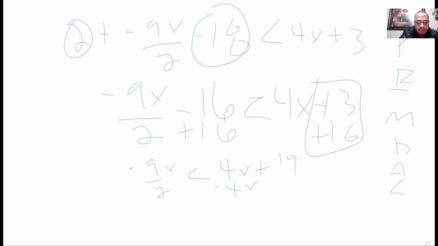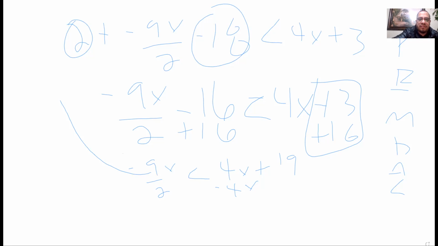And now we're left with, let's bring this over here. So now we're left with, let's just write it down and then we'll start again. Any questions? We're looking at 9x over 2 is less than 4x plus 19.